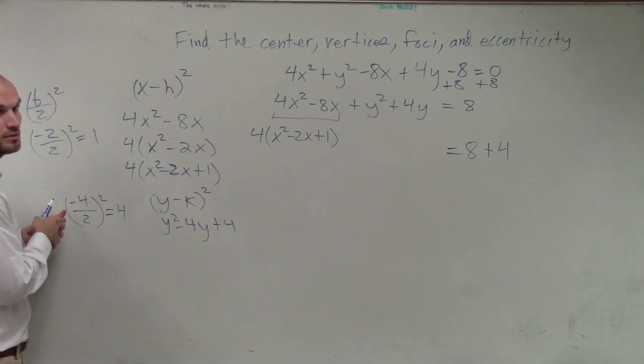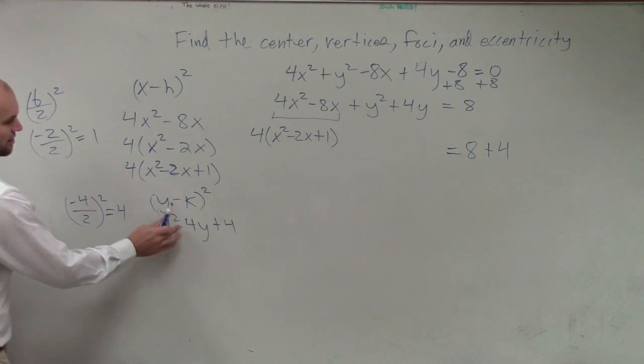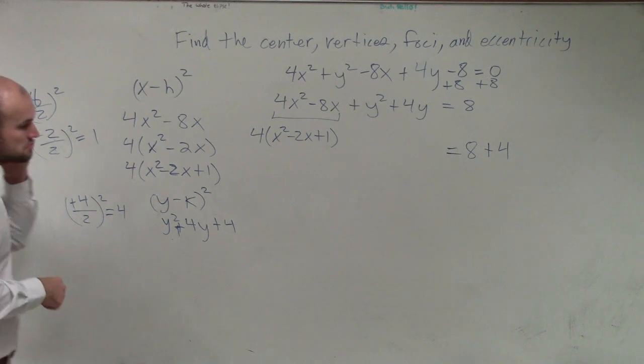Where did you get negative 4? I don't know. I rewrote it there wrong. Oh, I just wrote y minus k. You're right, it's positive 4. I didn't think it mattered. It's a little confusing.